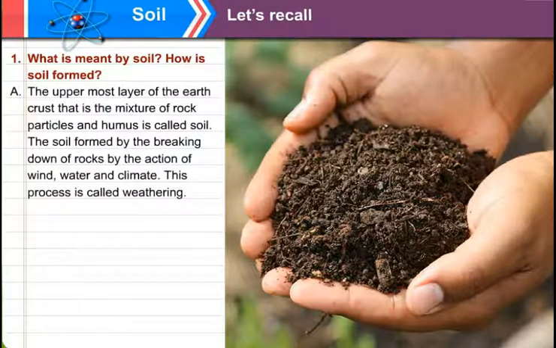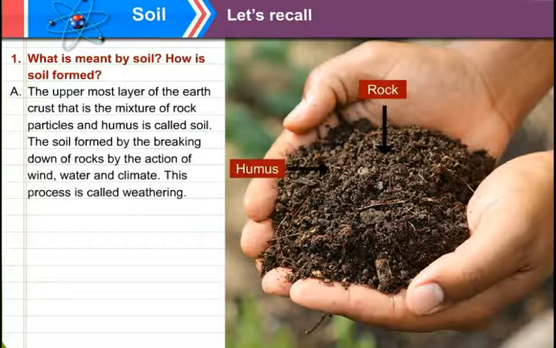The uppermost layer of the earth's crust, that is the mixture of rock particles and humus, is called soil. So what is meant by soil? The uppermost layer of the earth's crust, that is a mixture of rock particles and humus, is called soil.